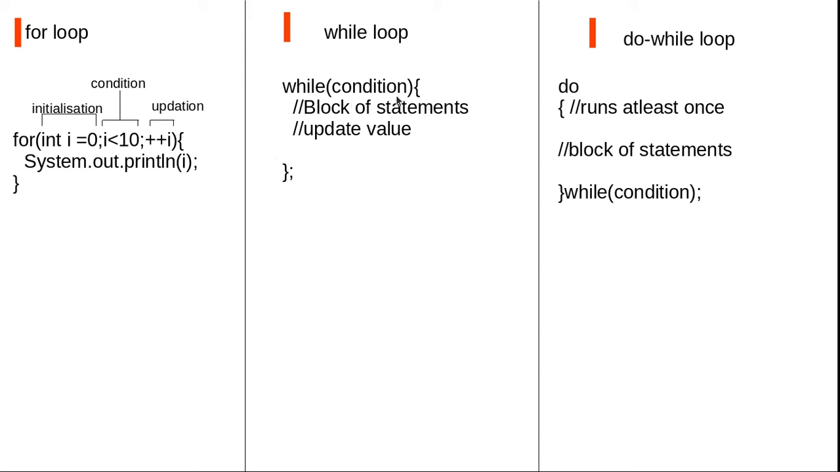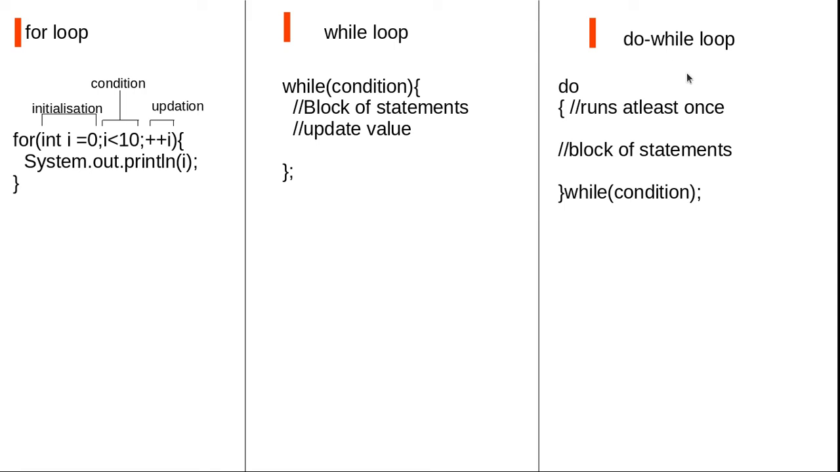A while loop will also run a block of statements until the condition given in the while loop evaluates to be false. And in order to make this condition false, we will have to update the value, just as we are doing it here. So in this manner, we are going to run the block of statements in a loop. If you are not updating the values, this while loop will run for infinite time.